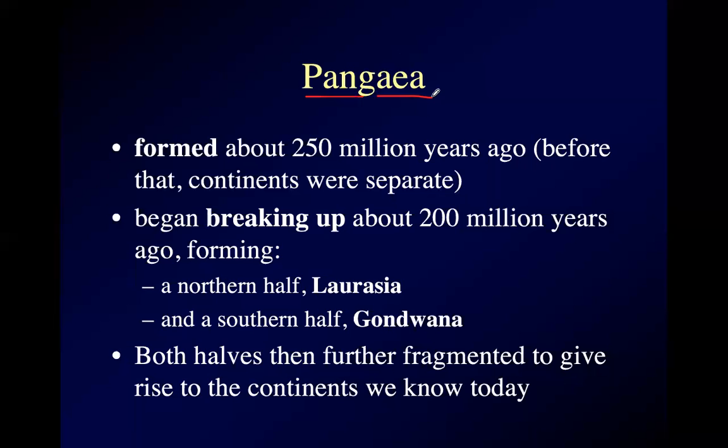But the first break split Pangaea into a northern half and a southern half. The northern half we now call Laurasia, and it consisted of North America plus Europe and most of Asia. The southern half we now call Gondwana, and Gondwana consisted of South America, Africa, India, which used to be a separate little continent of its own, Antarctica, and Australia, plus a few little bits and bobs like New Zealand, Madagascar, and New Guinea. Both of those halves then fragment further to give rise to the continents that we recognize now.